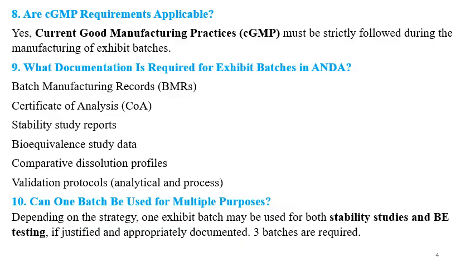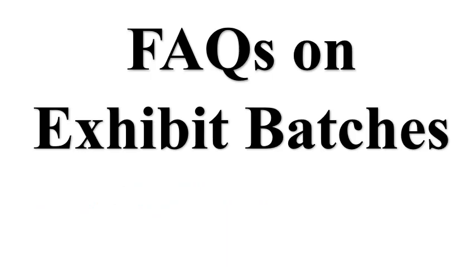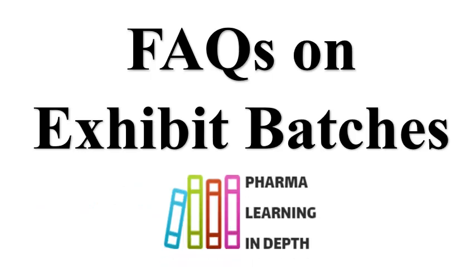Then the 10th question is, can one batch be used for multiple purposes? Definitely yes. There are minimum 3 batches, and the batches are required to be used for the pivotal bioequivalence and stability. Depending on the strategy, one batch may be used for both stability studies and the BE testing. And if justified and appropriately documented, then you can use the batches. 3 batches are the minimum requirement, and certainly out of these 3 batches, one batch will be used for the bioequivalence study, and all 3 batches will be loaded onto the stability study. These are the frequently asked questions.